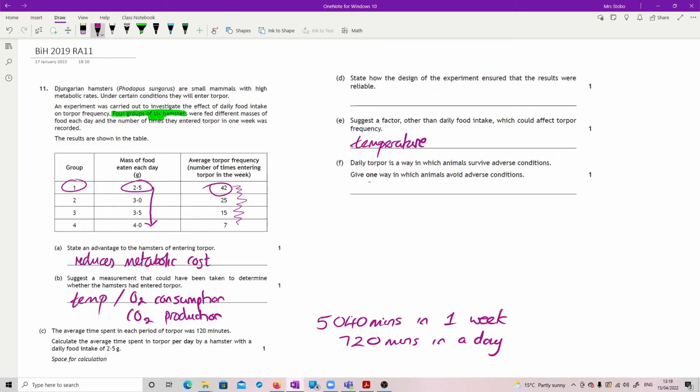Okay, daily torpor is a way in which animals survive adverse conditions. Give one way in which animals avoid adverse conditions. Sorry, this is survive and we've got avoid. So avoid means I need to get out of it entirely. So that's migration. And that's the question.